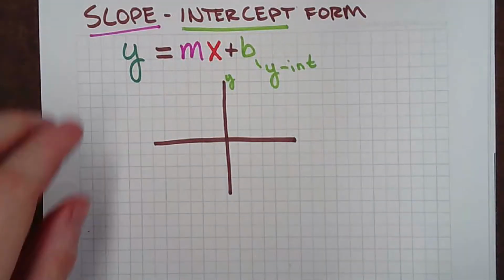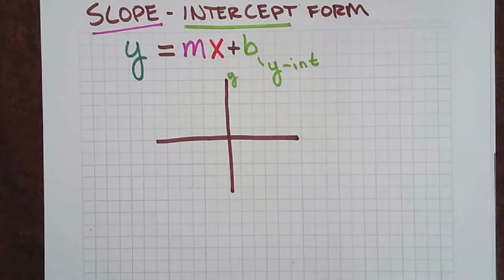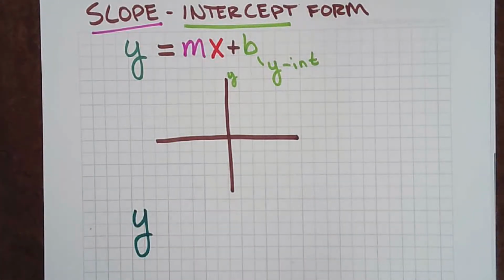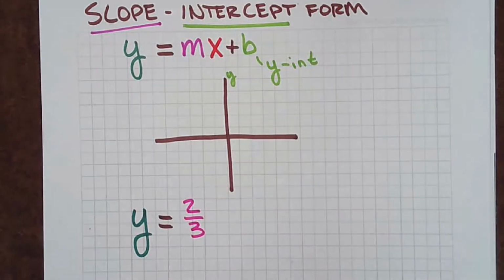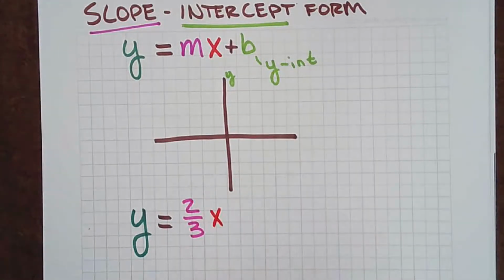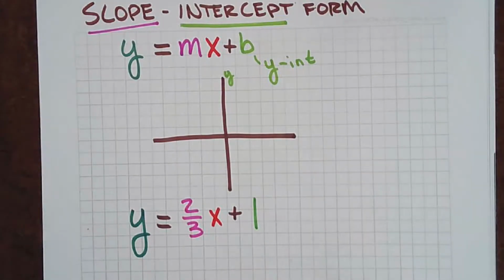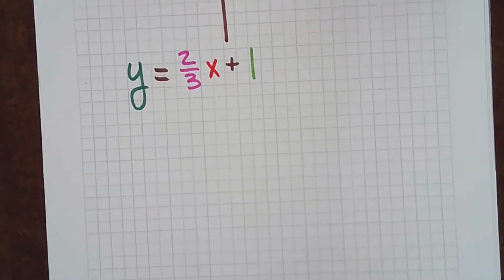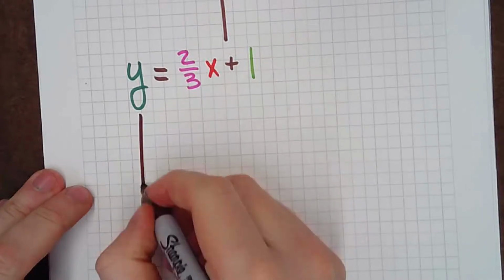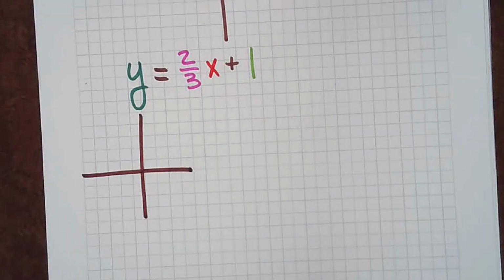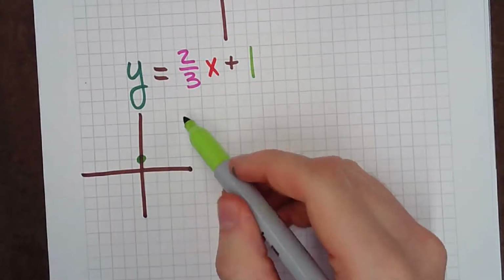So here's a couple examples with y equals mx plus b. My first one is going to be this: y equals a slope of 2/3 x plus 1. So let's take a look at this. What does all this mean? Well, the +1 we already know, right? That's going to be our y-intercept. So if I was to graph that, we'd get something like this. Here's my graph. My y-intercept would be here because this is 1 on the y-axis. That's where our line is going to cross the y-axis.